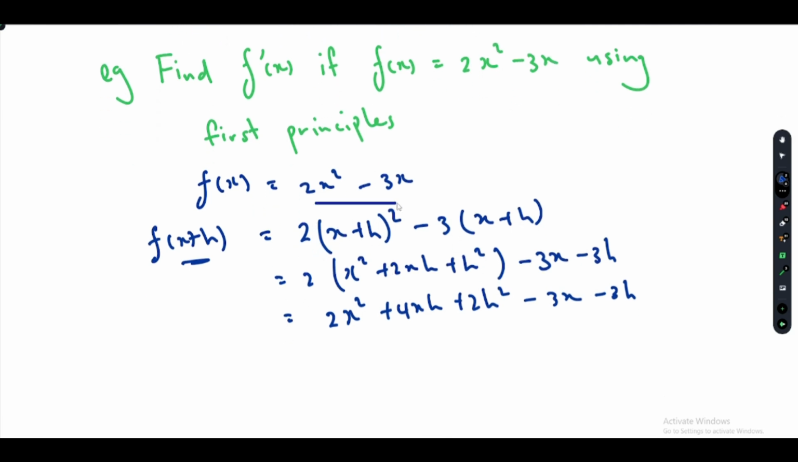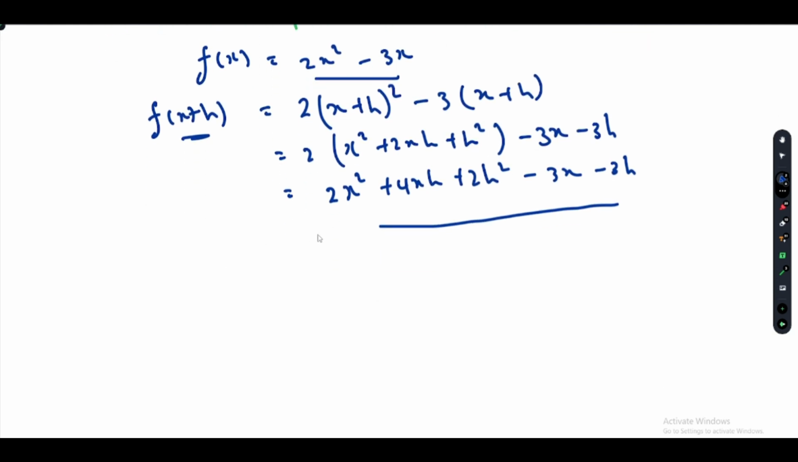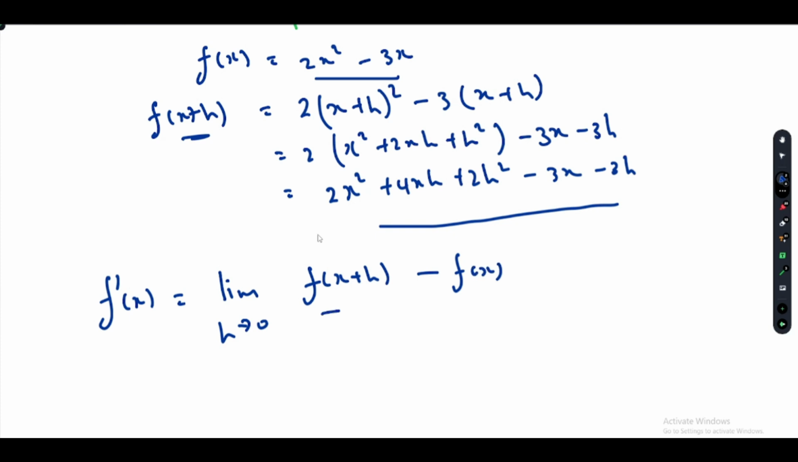Now that we have f of x and f of x plus h, we can finally substitute into our equation. So the next thing we would do is write down our first principles formula. So f prime of x is equal to the limit as h approaches 0 of f of x plus h minus f of x all divided by h.